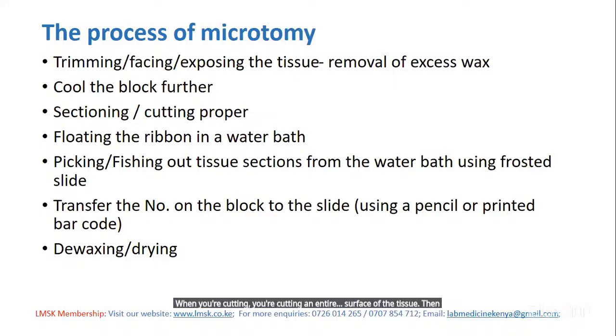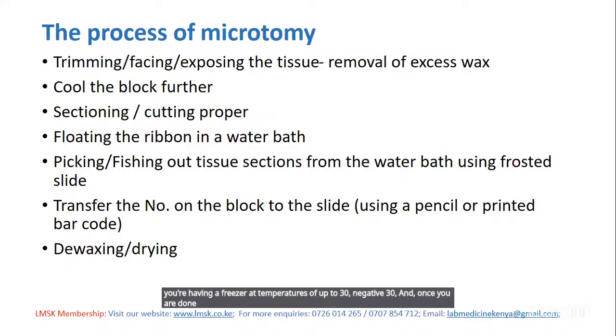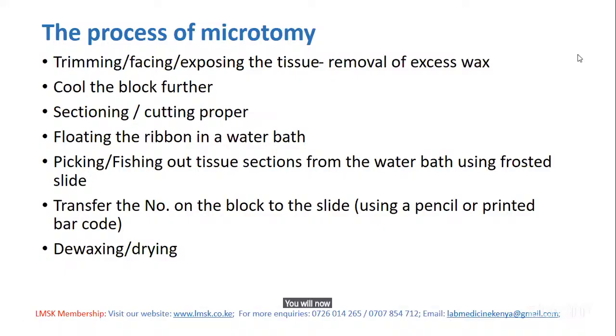Then after exposing the tissue, it's advisable that you cool the block further. The cooler the block, the better the sections. It will give you very good sections, and you will not have those wrinkles or shrinkage in sections. You can cool in a freezer, if you have a freezer at temperatures of up to -30. And once you're done cooling the block, you will now go back and section. Getting your sections, we call it the cutting proper.